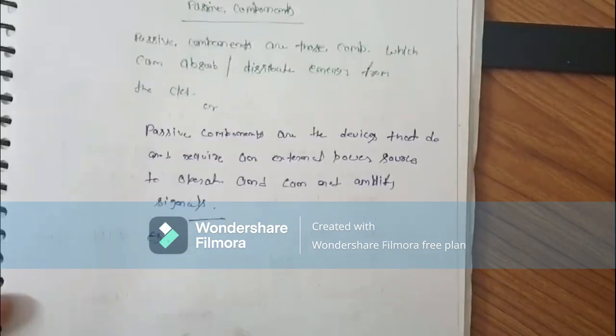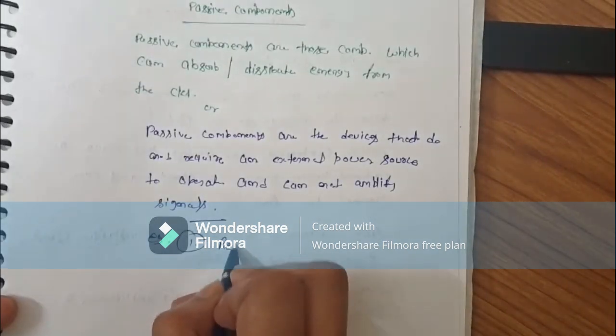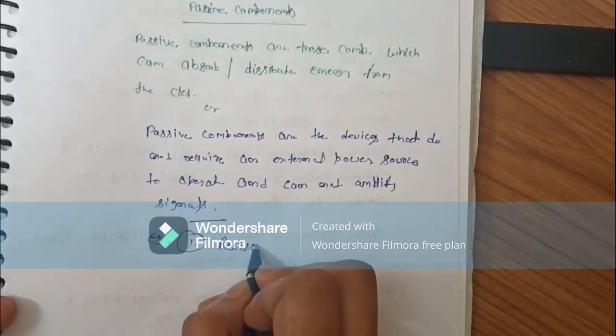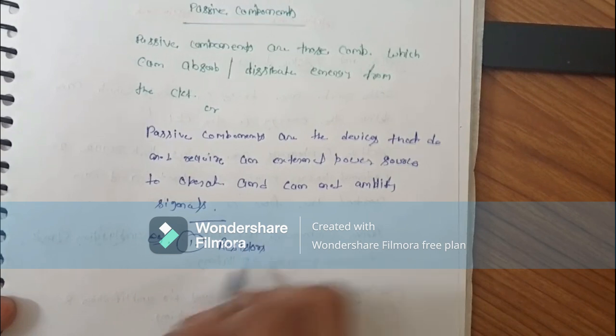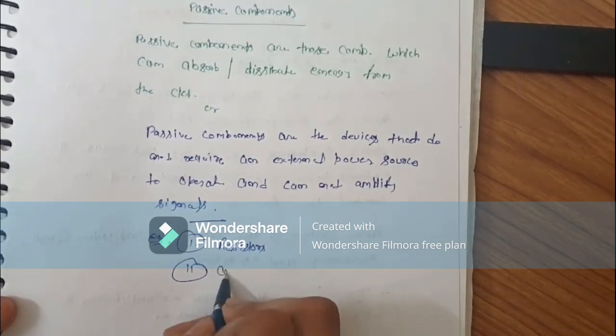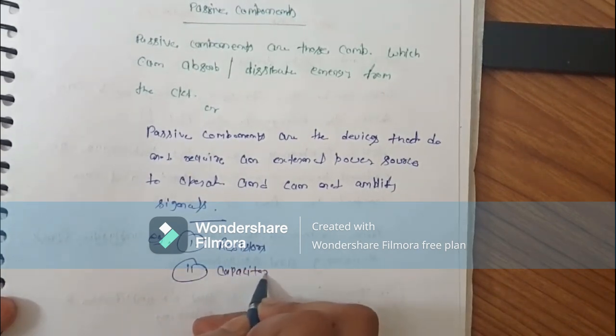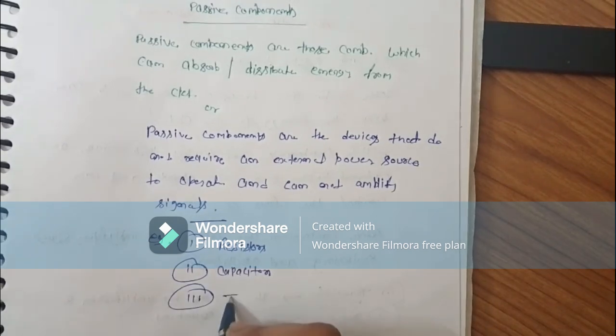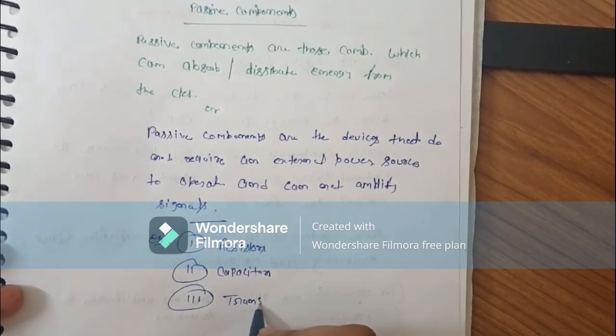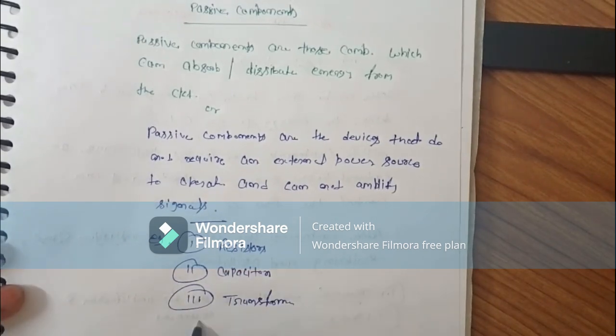Examples of passive components. First, resistors. Second one is the capacitors. Third one is the transformer. Fourth is the inductors.